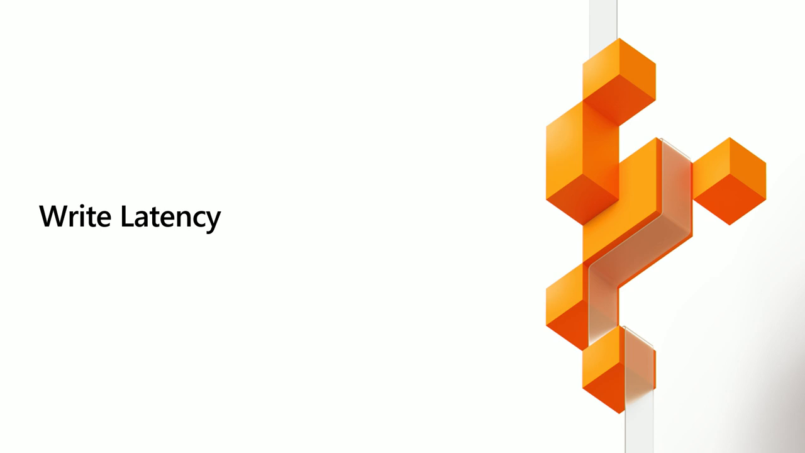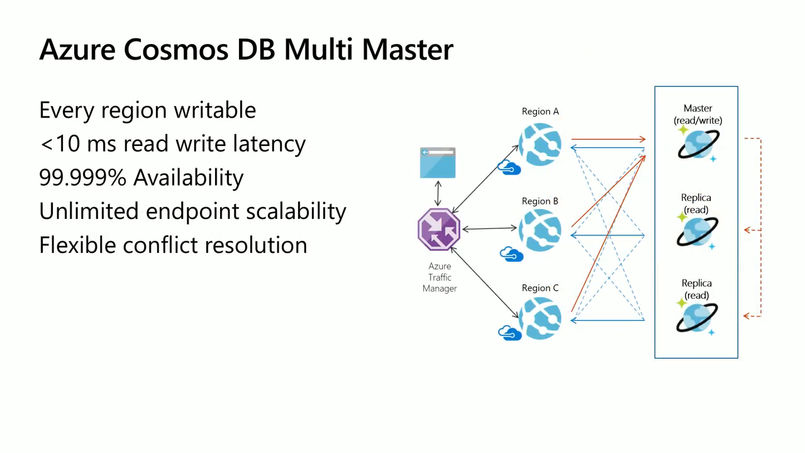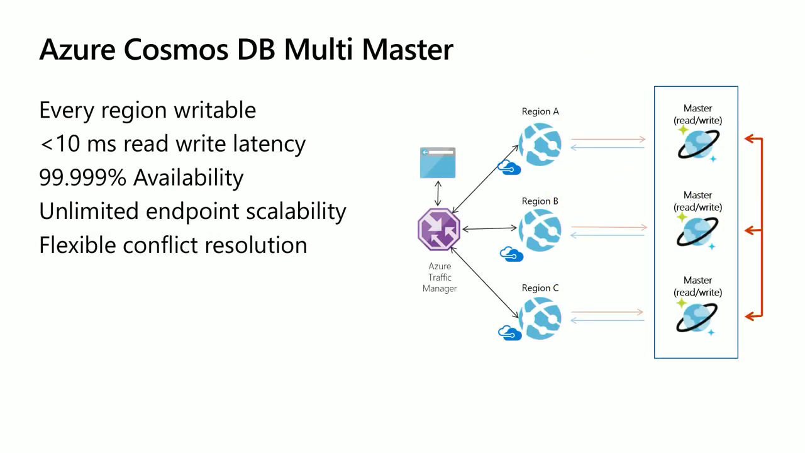Okay. So that works great in a scenario where I'm just reading data. But applications don't just read data. They write data too, right? And you want to make the writes faster. So how did we solve that? Well, last year at Ignite, we announced a feature called Multi-Master. And what this does is it takes every replica in your system and makes it fully writable.